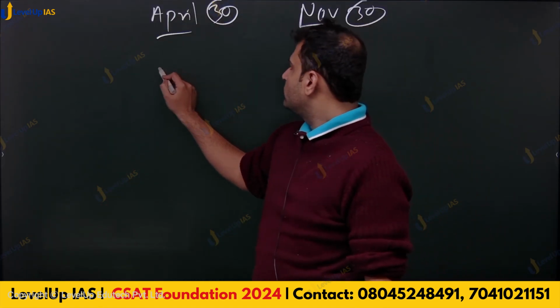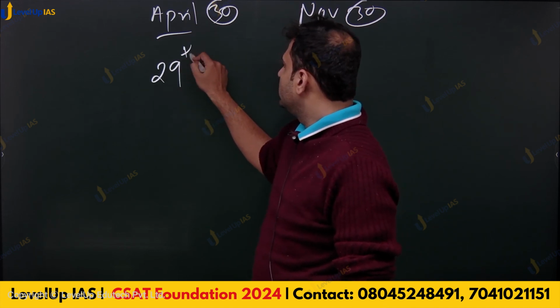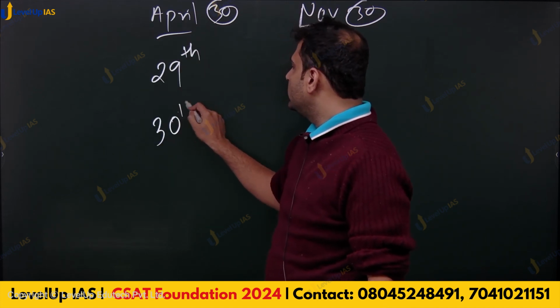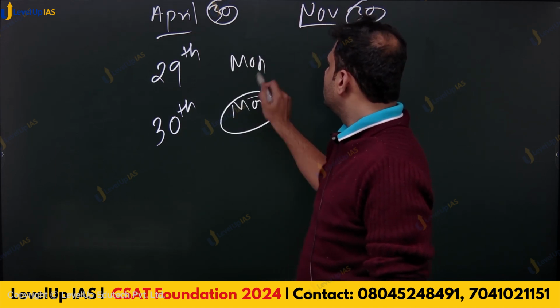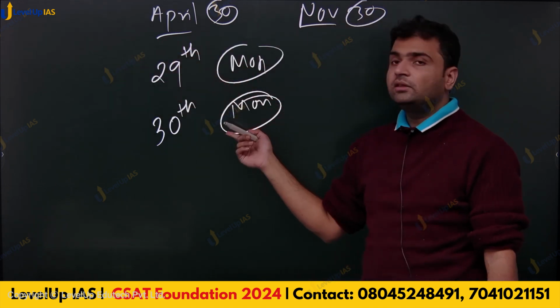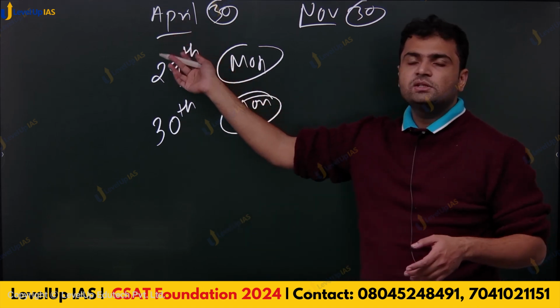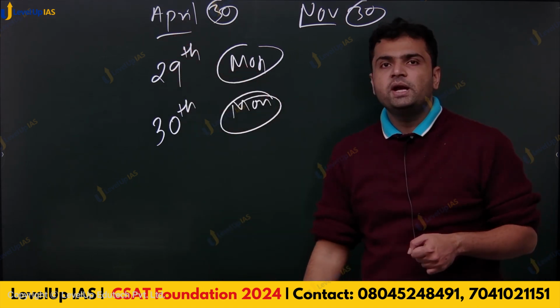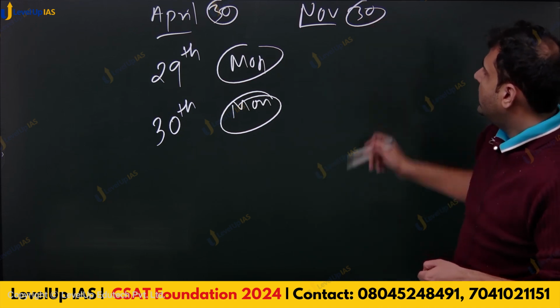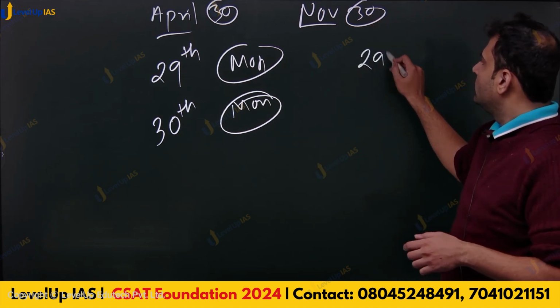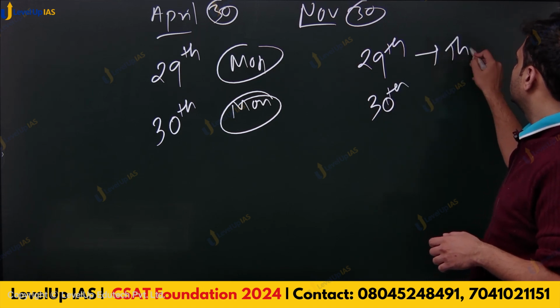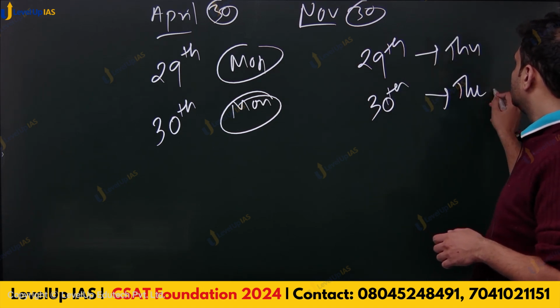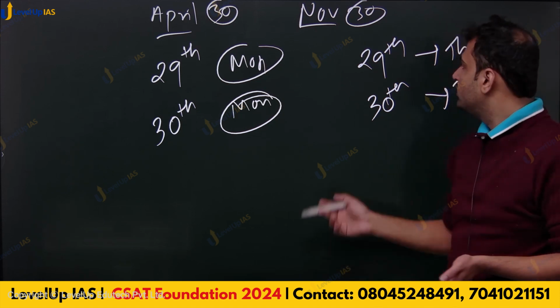Fifth Monday, so it is on 29th. It can be on 29th or 30th April, and the question says it is either 29th is Monday or 30th is Monday, because his first child's birthday falls on the 5th Monday of April, and for November either 29th or 30th can be Thursday.